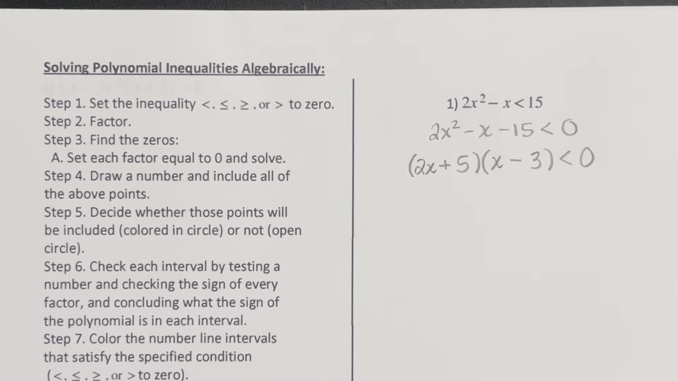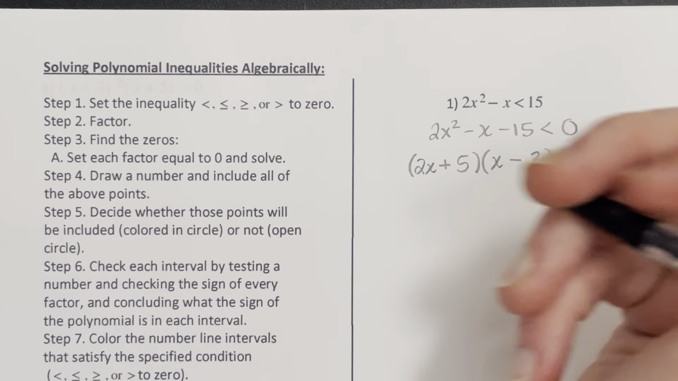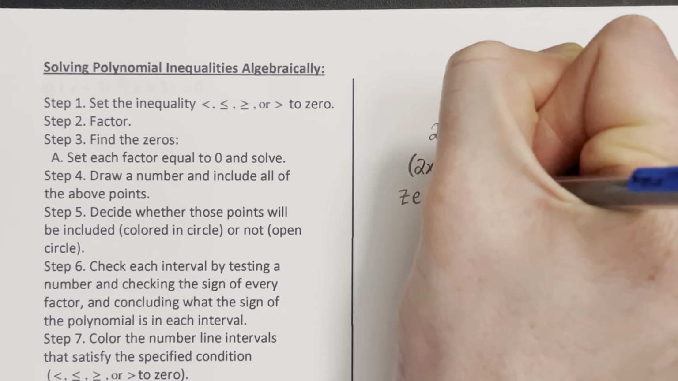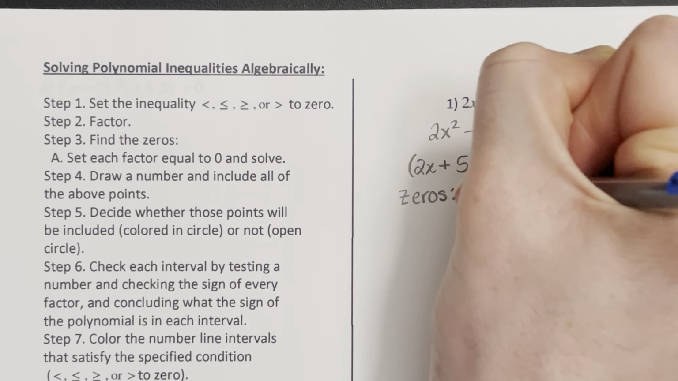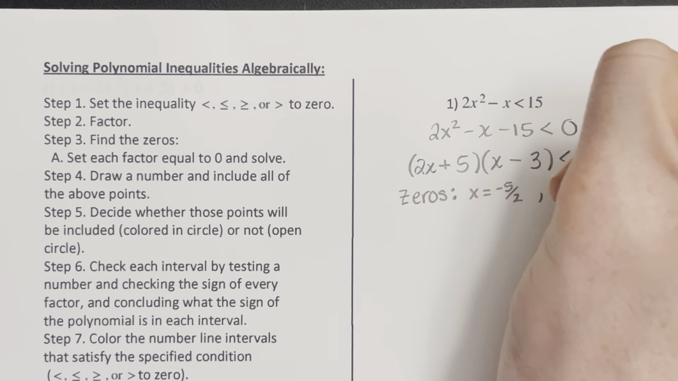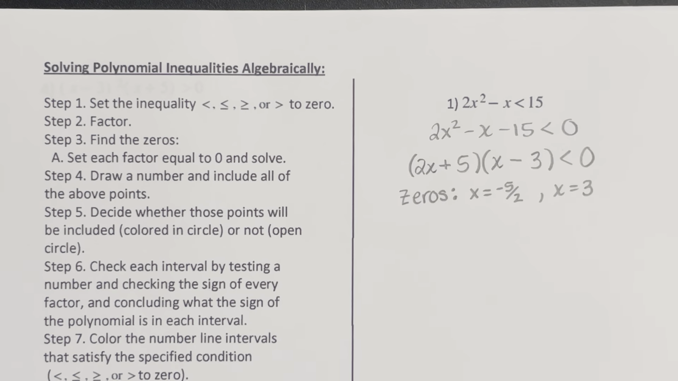So that factors into 2x plus 5 times x minus 3. This will help me find the zeros. The factored form reveals that the zeros are at negative 5/2 and at positive 3. Graphically, those are when it's equal to 0 and it's crossing the x-axis.